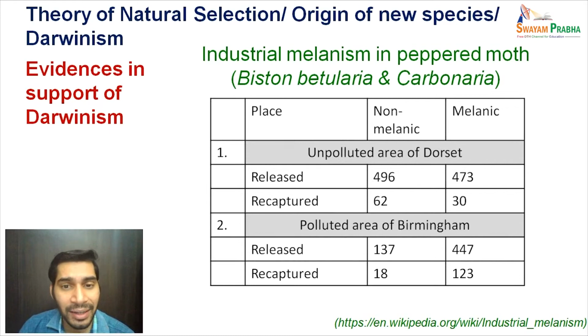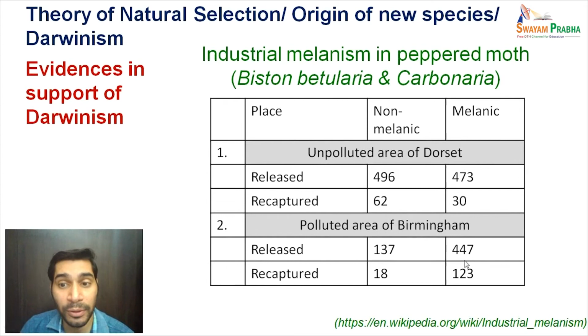And then, after some time, they recaptured those tagged moths. What they found is, in the unpolluted area, they could recapture non-melanic form more as compared to the melanic form. The reason being, the melanic form in unpolluted area was easily detected by the predators, and thus predators ate melanic forms more as compared to the non-melanic forms, and because of which, when they recaptured, they could get more of non-melanic form because there was already less number of melanic forms because they had been eaten up by the predators.